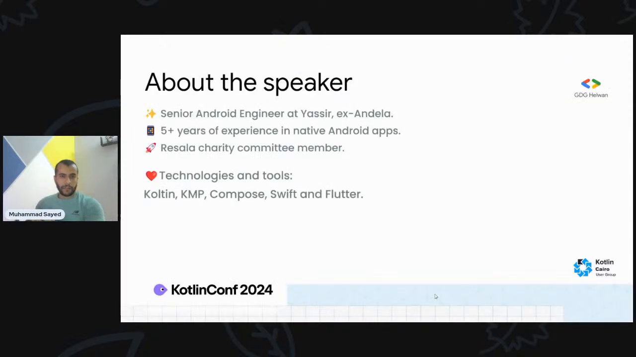A little bit about myself: my name is Mohammed Said and I'm a Senior Android Engineer at Yassir. I have 5+ years of experience in native Android app development and was also a charity member of the Risala, very well known in Egypt. Technologies and tools that I love to use are, first of all, Kotlin, KMP, Kotlin Multiplatform, Compose, Swift and Flutter as well.